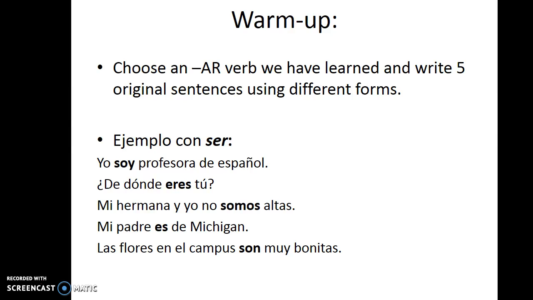So you can do the same exact thing with any of your AR verbs. So think tomar, desayunar, bailar, descansar, estudiar. And we can do a really easy one with estudiar. Okay? So yo estudio español, tú estudias inglés, mi hermana y yo estudiamos historia. We could say mi padre no estudia, and our last one we could say something like Roberto y Marta estudian química.